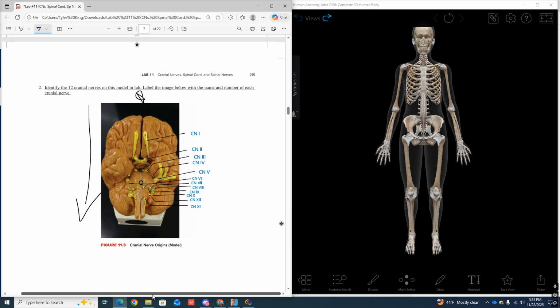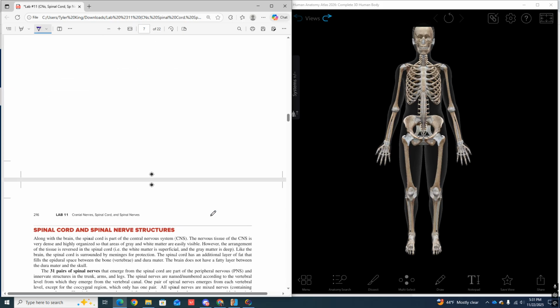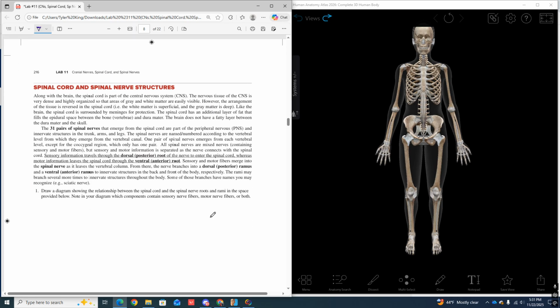Super, super easy. I know you guys can do it. Very, very easy. Okay. With that, we're moving on to the spinal cord and the spinal nerve structures.